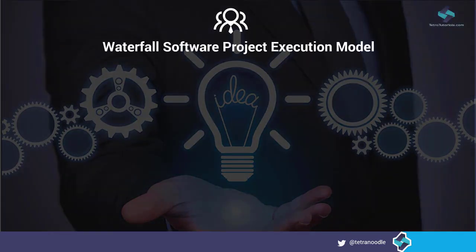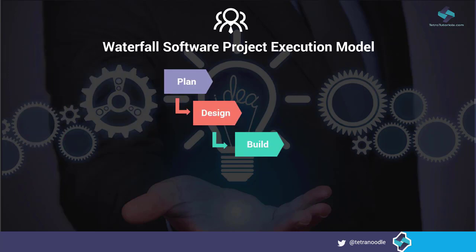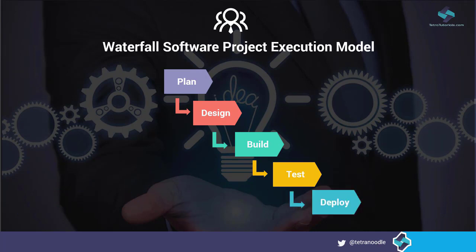Now, we will see the two commonly used software execution models across the IT industry. The first one is the Waterfall Model, which uses a sequential approach to execute the activities of the project. It starts with planning, followed by design, build, test, and deploy in a sequential manner. This means that all the activities will have to be executed one after the previous one is completed.